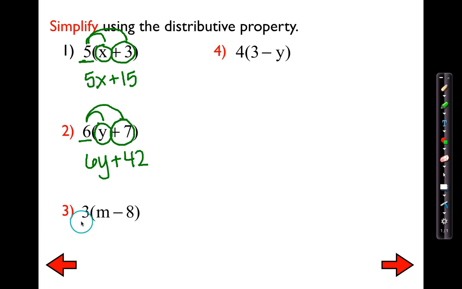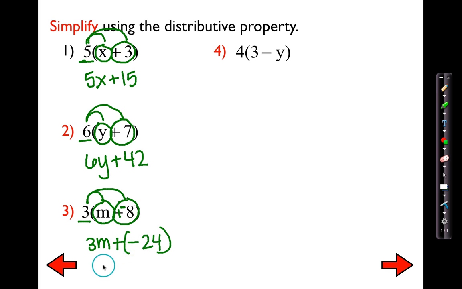Now looking at number 3, notice we're distributing a 3 to an m and a minus 8. So what do I do there? Well, just like before with subtraction, we always want to turn it into an addition problem. So we're just going to add the opposite, so it's plus a negative 8. So 3 times m is 3m. 3 times a negative 8 is plus a negative 24. Now we typically wouldn't write this, we would just simplify it to 3m minus 24.